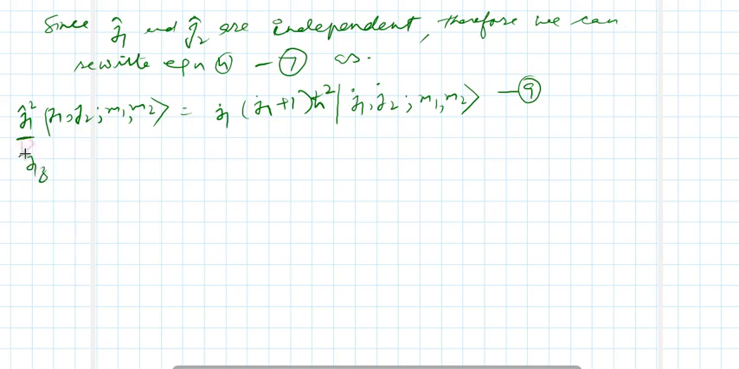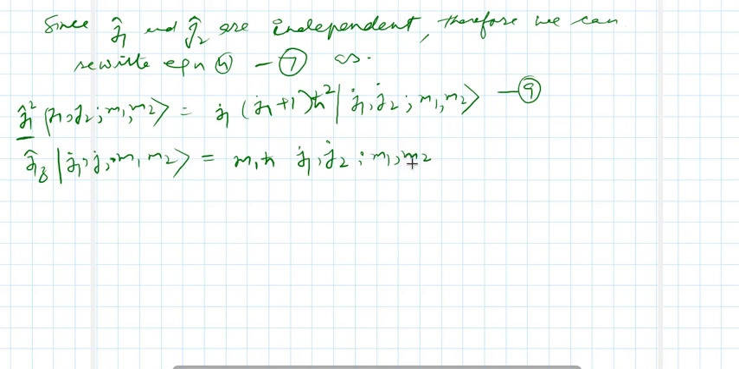And J1z on J1 J2 m1 m2 must be equal to, now this J1z will affect only J1 and the value of m1 because it is operated with J1z. So I can write it as m1 h cross J1 J2 m1 and m2, right? It can be written in this way.